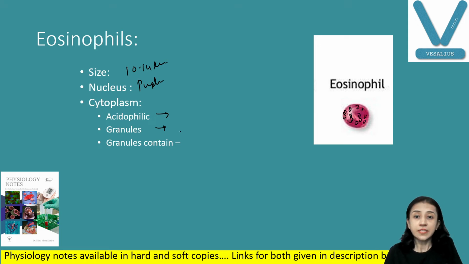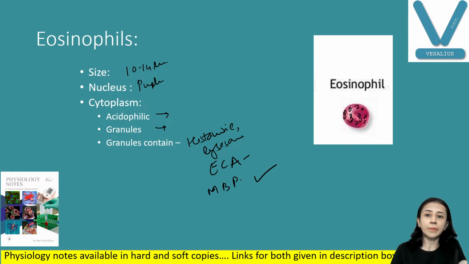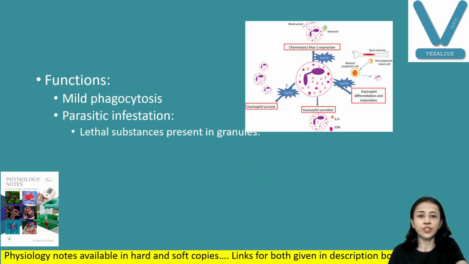Granules contain certain substances like histamine, lysosomal enzymes, also contain eosinophilic chemotactic agents for anaphylaxis, also contain major basic proteins. They all are present in the granules of the eosinophil. Now, what are the functions? Eosinophils are not much phagocytic, but their function is they release substances which are lethal for the parasitic infection, mainly parasitic infestation.